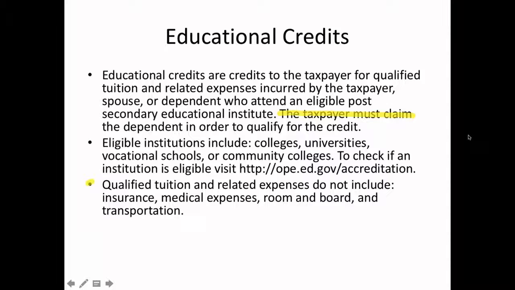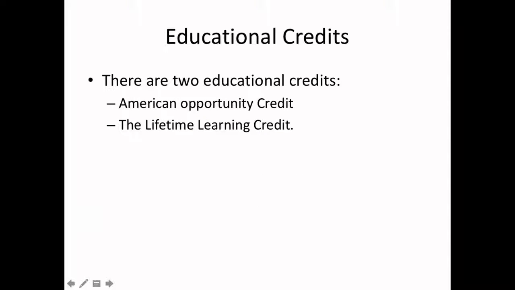So perfect. So we'll move on to the next slide. And on the next slide, you're going to learn that there are 2, and I want you to make these notes. There are 2 educational credits. 2 educational credits. That's it. There's the American Opportunity Credit. And you're going to see it on a lot of the questions as AOTC, American Opportunity Tax Credit. So there's the American Opportunity Tax Credit, and then there's the Lifetime Learning Credit. And then what we're going to learn here in the next few minutes is what are the differences between the 2.